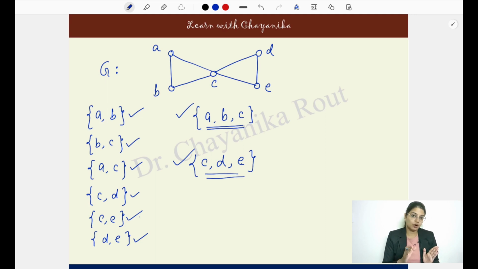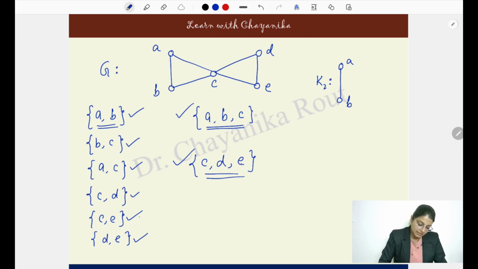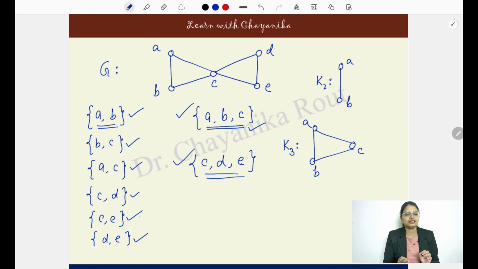Now if you observe carefully, you will find the participating vertices in a clique actually form a complete graph on their own. For example, see A and B, this is a clique. In the graph, A and B, these participating vertices of the clique are forming a complete graph K2. See ABC. In the graph, the vertices A, B and C are creating the complete graph K3. So basically the participating vertices of every clique form a complete graph on their own in the whole graph.